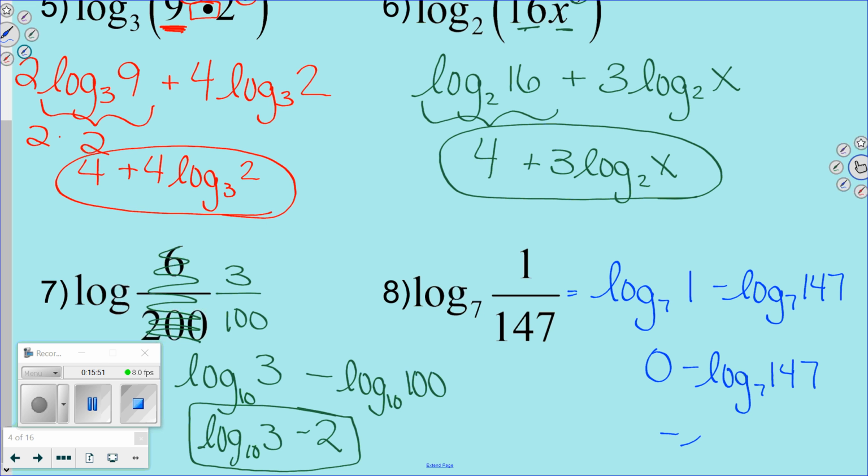No, I could just write negative log base 7 of 147. I could write it that way. It's fine.